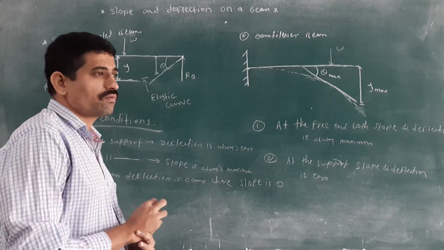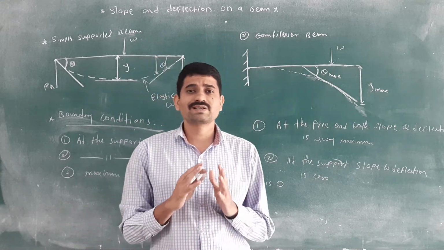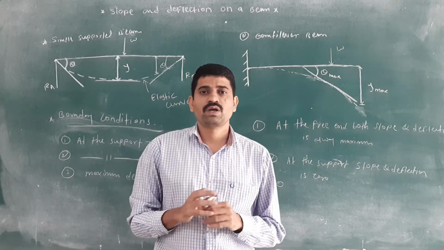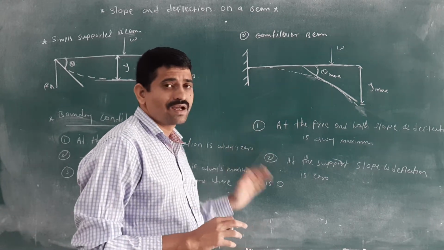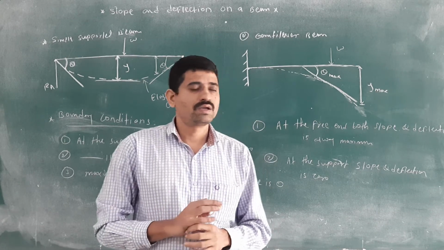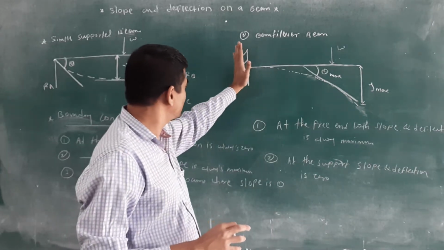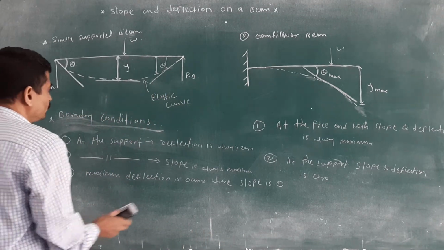Why do we require the boundary conditions? When you find the integration constant C, at that time we use the boundary conditions to find the C value. All of you clear? You have to remember the figure. With the help of the figure, you can easily explain.